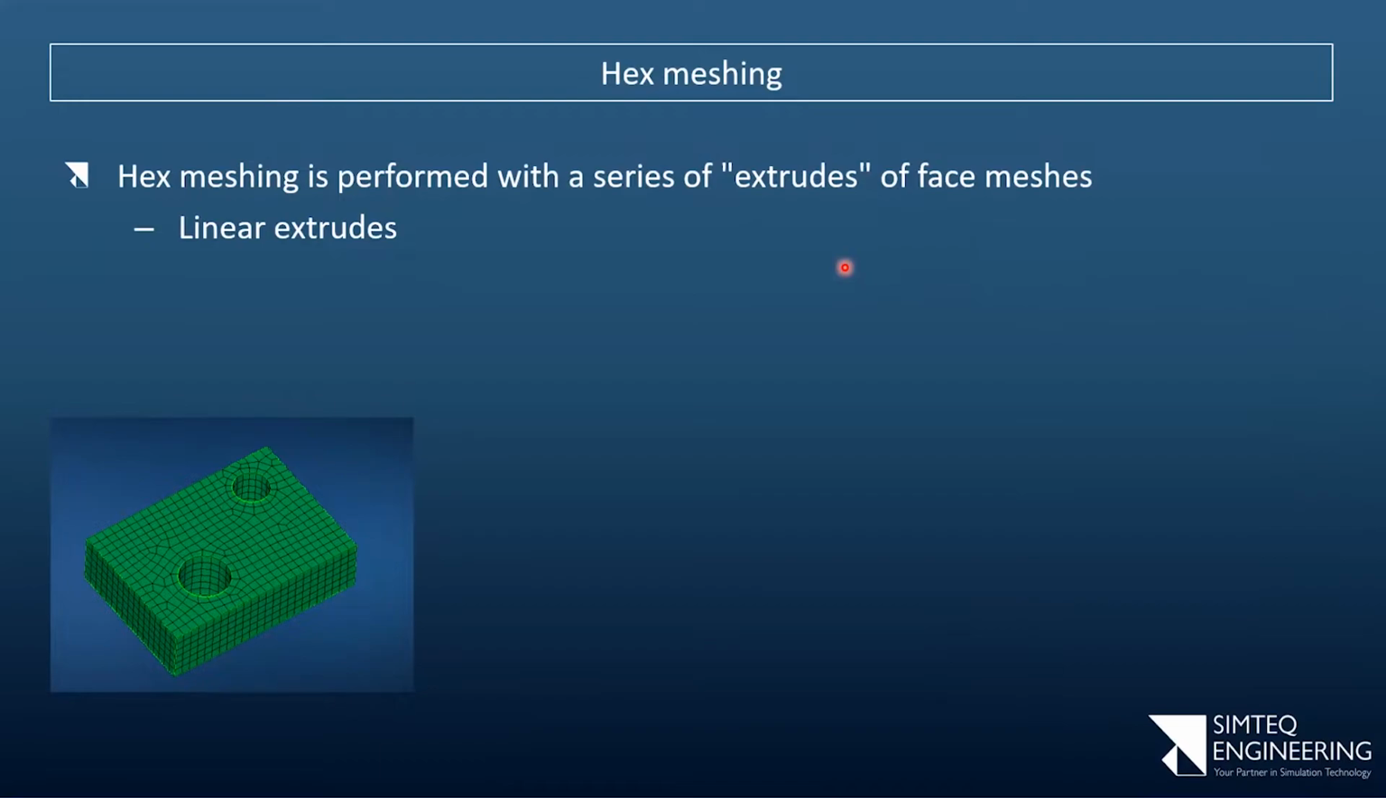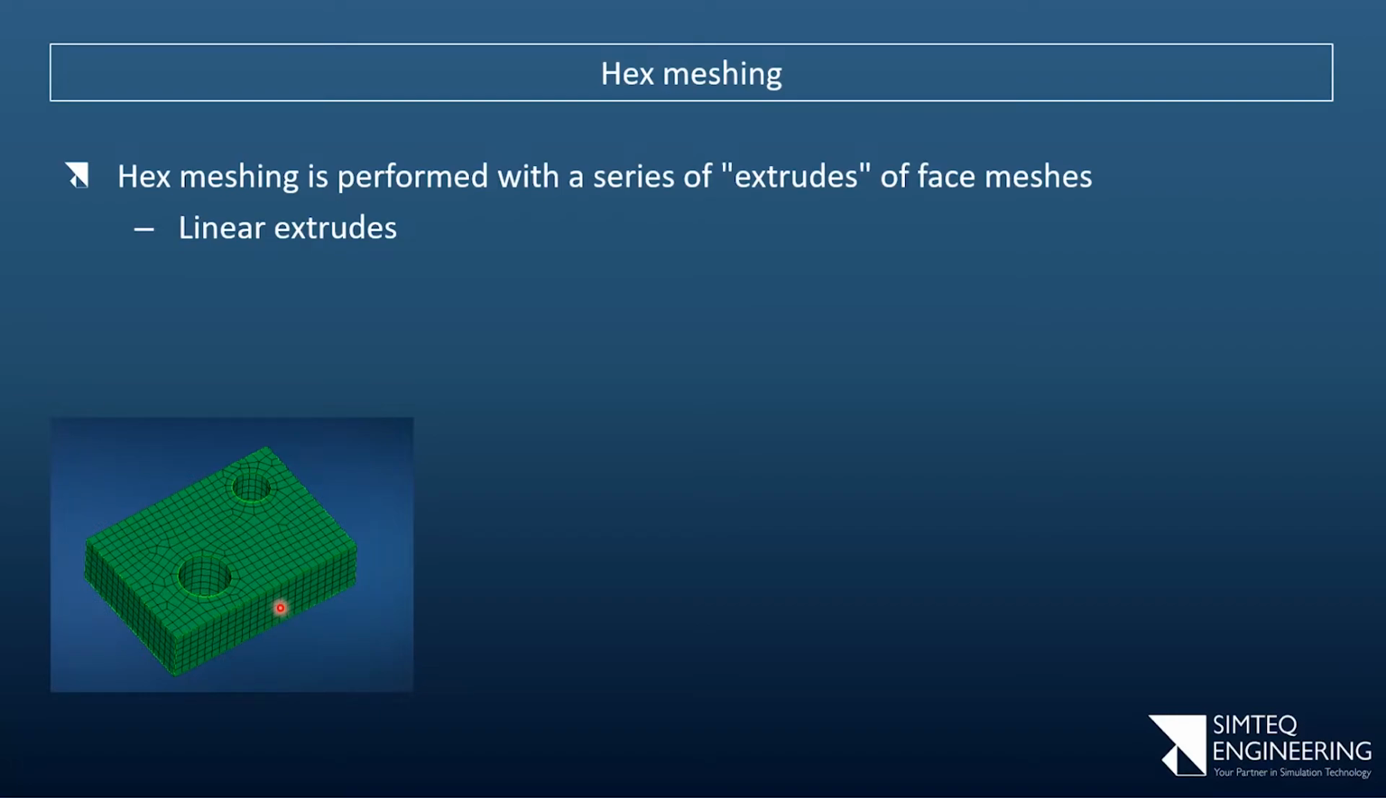Okay, then onto hex meshing. The process for hex meshing is drastically different to TET meshing. Even if an automated method exists, it's pretty much always some kind of combination of different types of extrudes. Linear extrude example: we're meshing this face and it's being extruded down. Yes, the process is automated, so I'm not actually meshing it and extruding it.